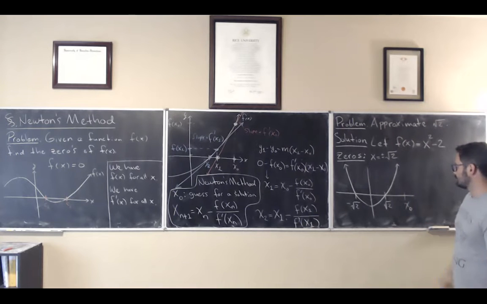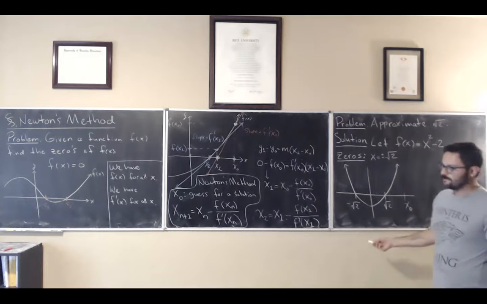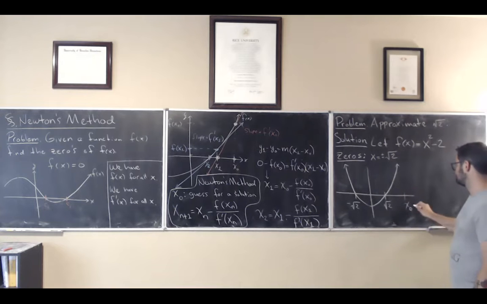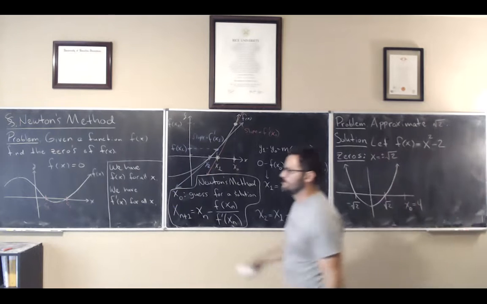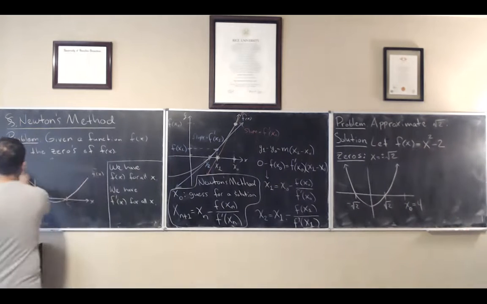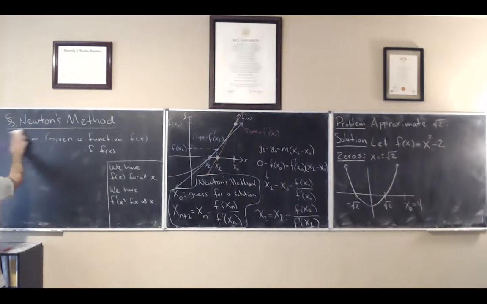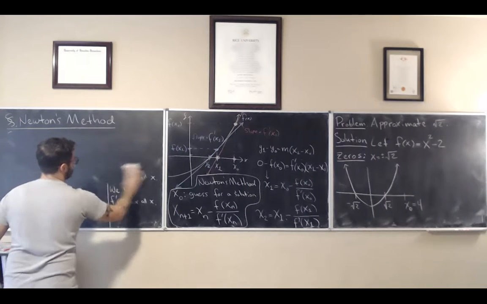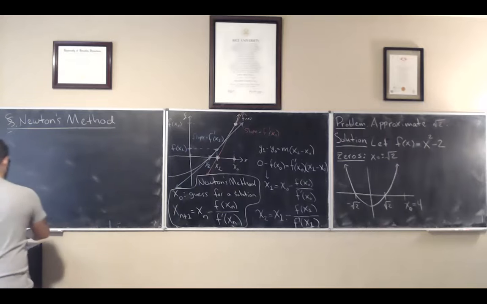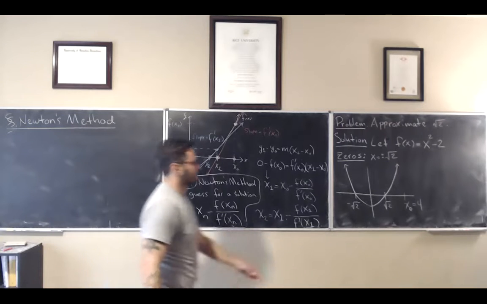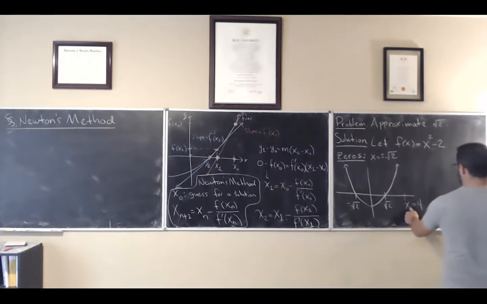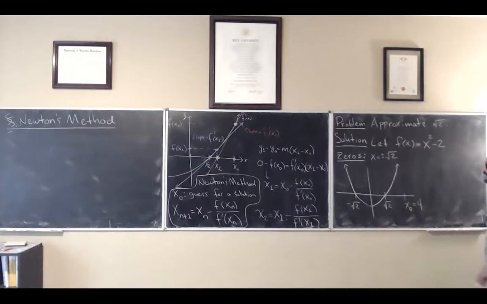So I know that, for example, 4 is bigger than root 2. So I'm going to make a guess of 4. I know 3 is bigger than root 2, but I just guessed 4. Okay. So, all right, we guessed 4, and now we need to do Newton's method.